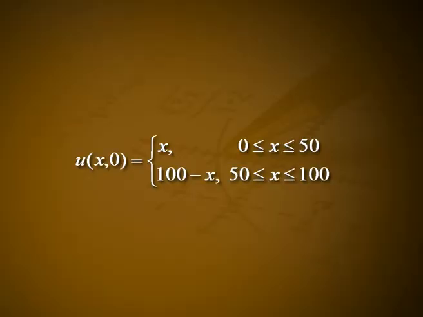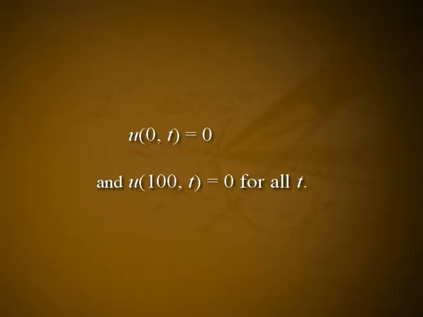Example 1. A homogeneous rod of conducting material of length 100 cm has its ends kept at 0 temperature and the initial temperature is u(x, 0) = x for 0 ≤ x ≤ 50, and 100 − x for 50 ≤ x ≤ 100. Find the temperature u(x, t) at any time.